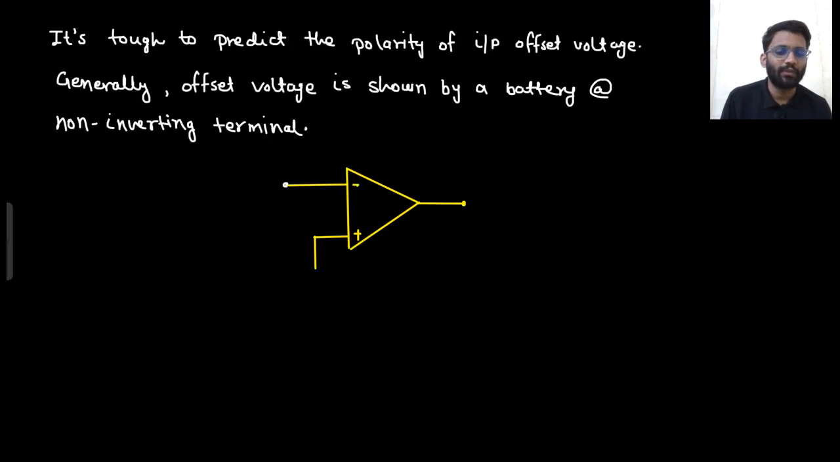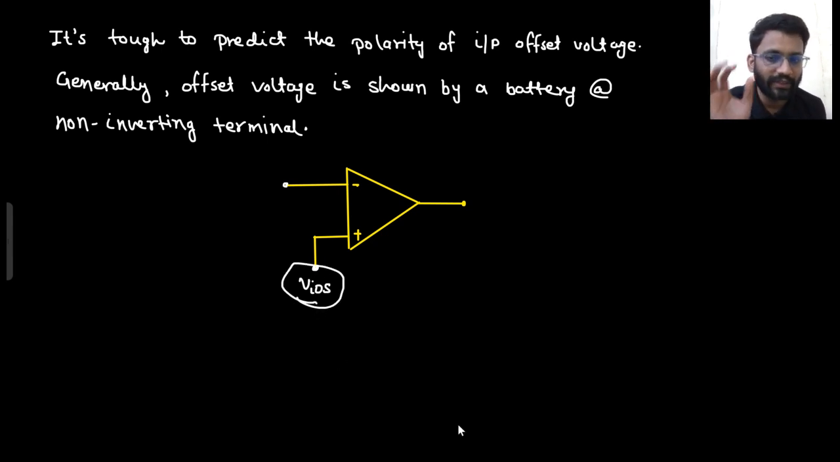And what is the general way of showing an offset voltage? It is tough to predict the polarity of the input offset voltage, because I told you it can be plus 5 millivolt as well, it can be minus 5 millivolt as well. So generally we show it with the battery at the inverting terminal.